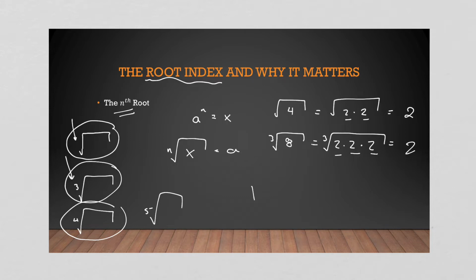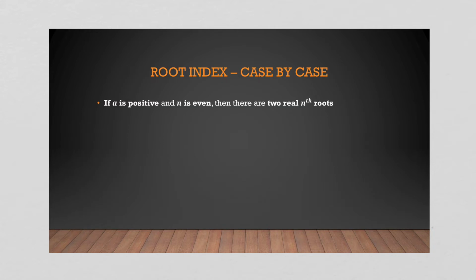If you were to go up to, say, the fifth root of 32, well, 32 is 2 times 2 times 2 times 2 times 2. So the fifth root of 32 is also 2 because it's 2, 5 times. So that is how the index relates to a root. So a square or a cube or a fourth root or a fifth root, and so on and so forth. Now there are some important properties to consider about the root index.